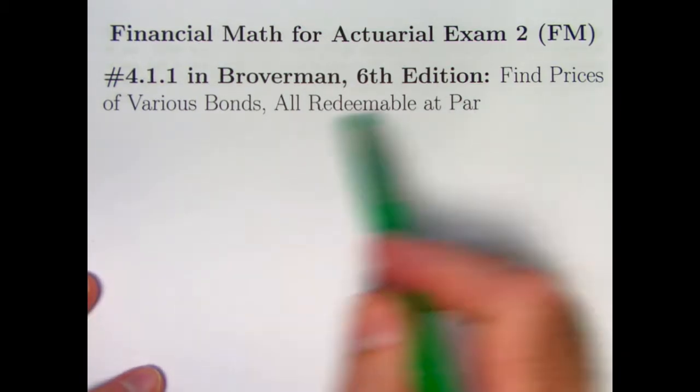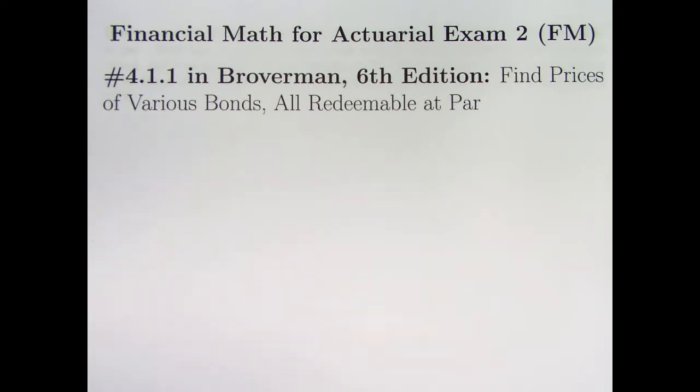So in this problem we're going to be finding prices of various bonds, all redeemable at par, at the face value, whatever that is. I should also say that the first part of the problems in Chapter 4 from Broverman are not typically labeled with an S. They're not typically old actuarial exam problems, but they're definitely worth learning how to do to help you do problems related to bonds on Actuarial Exam 2.